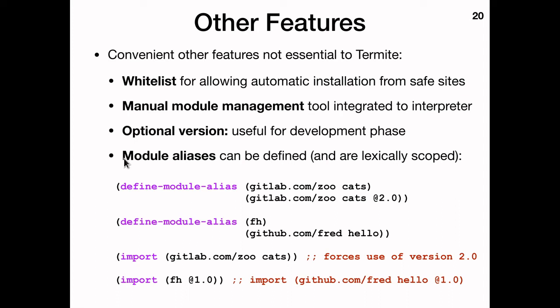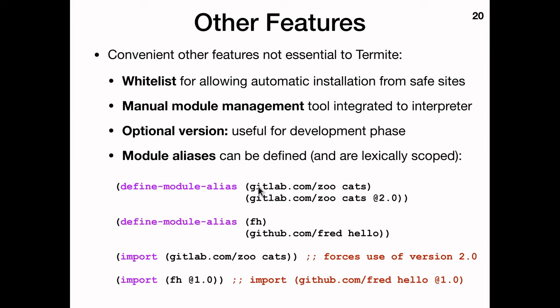There's module alias, which can be defined. They are lexically scoped. Module alias allow aliasing a module to another module. So you can force a module to a specific version using module alias. You can use module alias to shorten the name of a module.